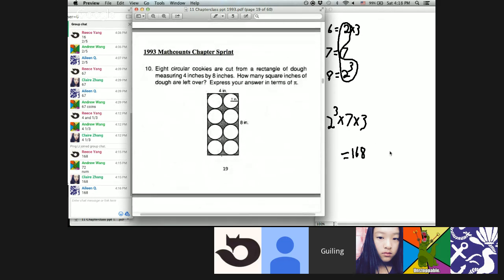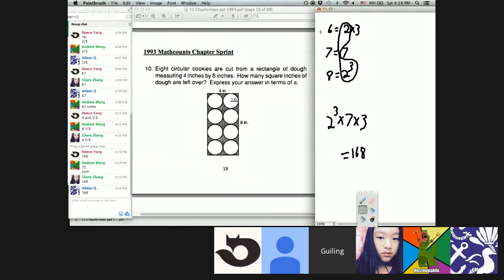Okay. 8 circular cookies are cut out of a rectangle of dough measuring 4 by 8 inches. How many square inches of dough are left over? And express your answer in terms of pi.